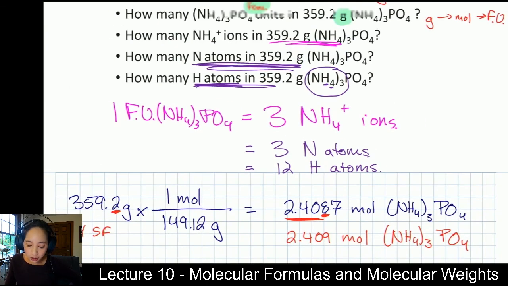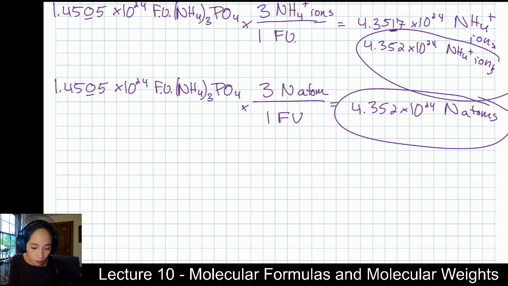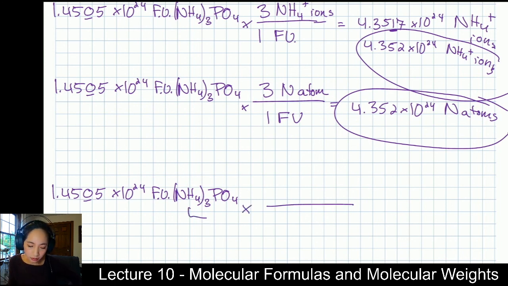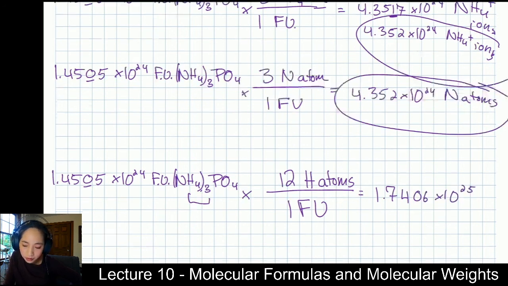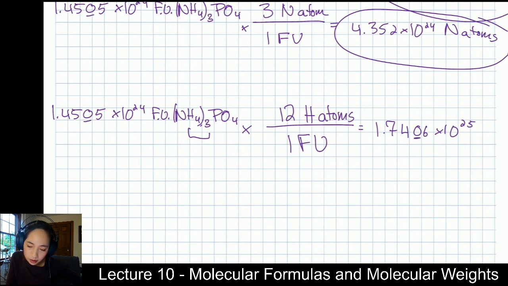So we're going to pick up right where we left off using that same number of formula units as before, but now we'll use the ratio for hydrogen instead, which is 12. There are 12 hydrogens here because of the parentheses subscript and 4 hydrogens. So 4 times 3 is 12. So for every 1 formula unit, there are 12 hydrogen atoms. And then that number is 1.7406 times 10 to the 25. Again, 4 sig figs. So it's 1.741 times 10 to the 25 hydrogen atoms.